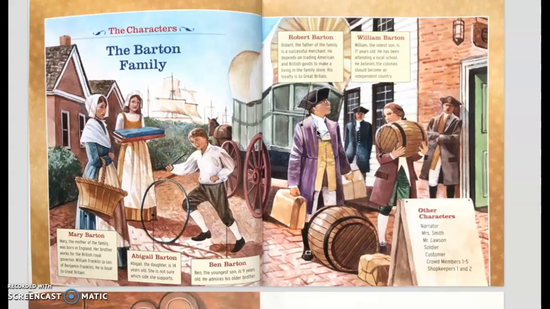Robert Barton. Robert, the father of the family, is a successful merchant. He depends on trading American and British goods to make a living in the family store. His loyalty is to Great Britain. William Barton, the oldest son, is 17 years old. He has been attending a local school. He believes the colonies should become an independent country. Other characters that we'll find in the book are the narrator, Mrs. Smith, Mr. Lawson, soldier, customer, crowd members 1 through 5, shopkeepers 1 and 2.